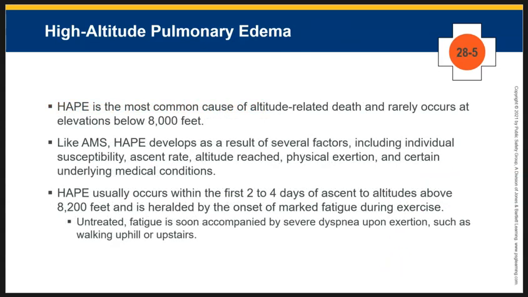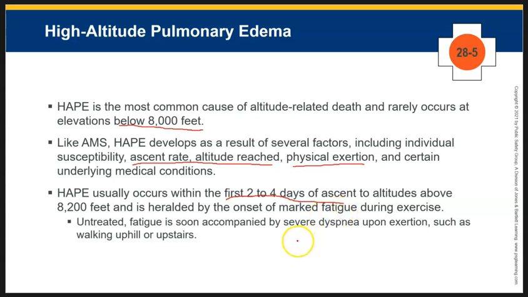HAPE is the most common cause of altitude-related death. It's not likely to occur below 8,000 feet, but it's the result of several factors. Once again, the ascent rate and the ultimate altitude that you reach. Physical exertion should be considered in the development of HAPE, and it's usually going to occur within the first 2 to 4 days of ascent to those higher altitudes.